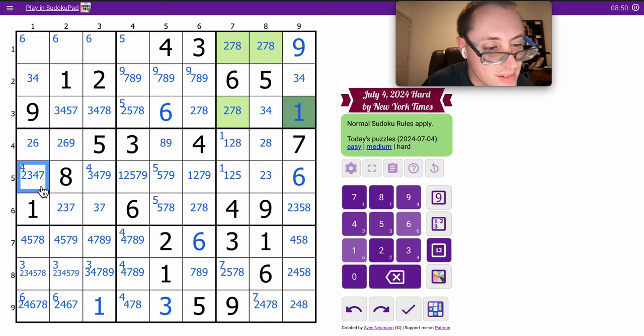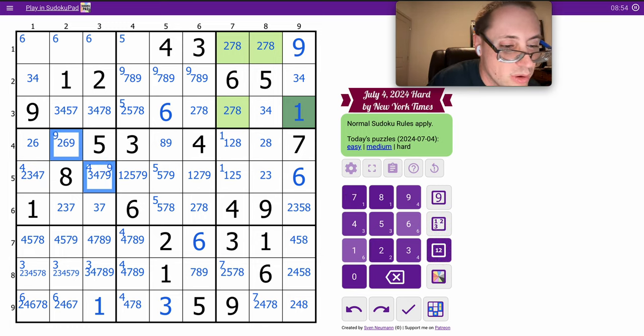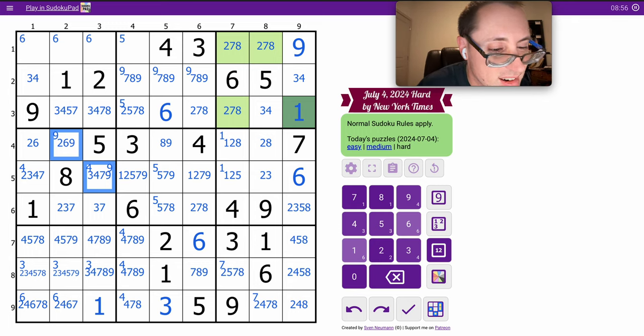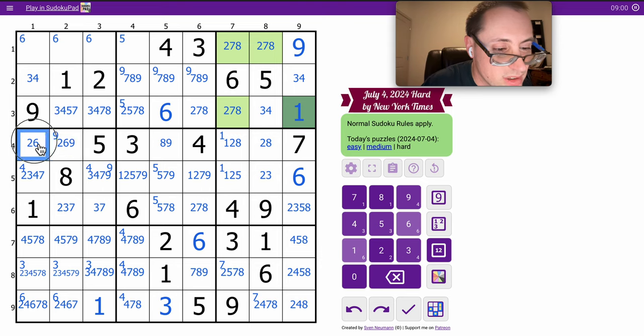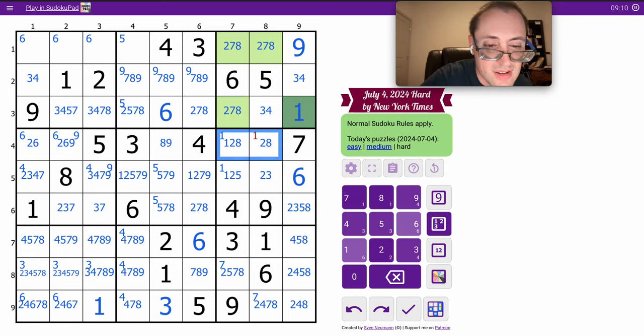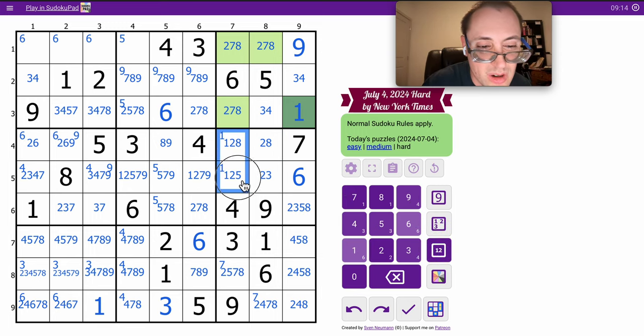Let's see. Okay, I've got 9 in one of those two. That's weird. Oh, and 6 is in one of these two. Let's see, in one. Yeah, one is still in one of those two.